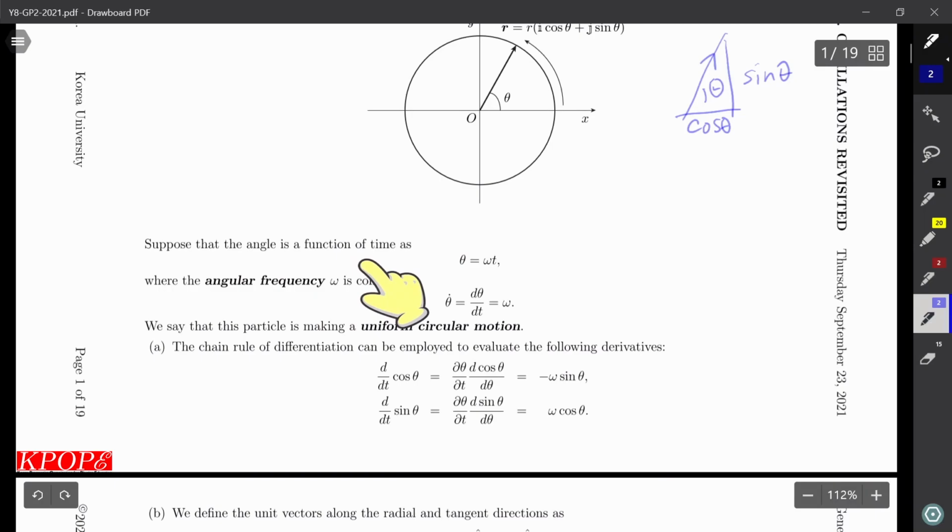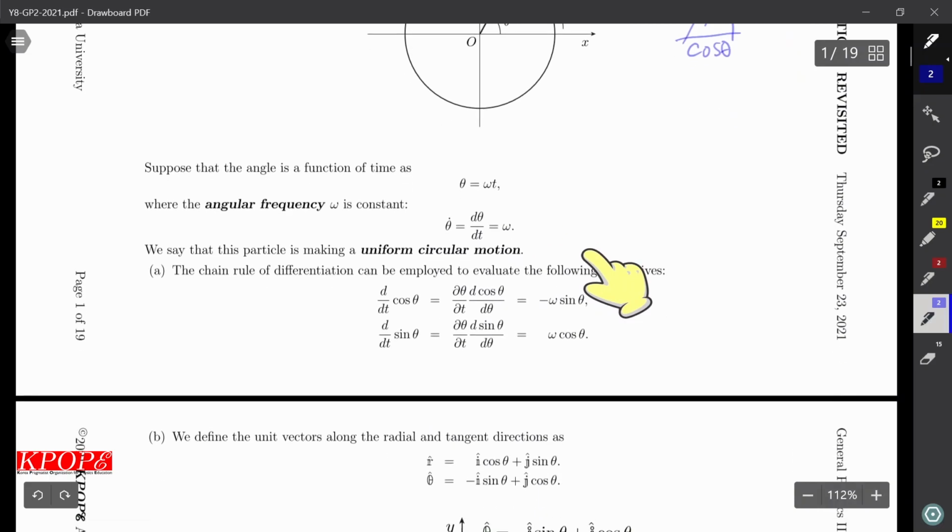Suppose that the angle is a function of time. This polar angle theta is proportional to time, theta equals omega t, and omega is a constant. Then its angular frequency becomes constant. We take the time derivative: theta dot, that is d theta over dt, equals omega, because omega is constant as theta is linear in t. We say this particle is making a uniform circular motion.